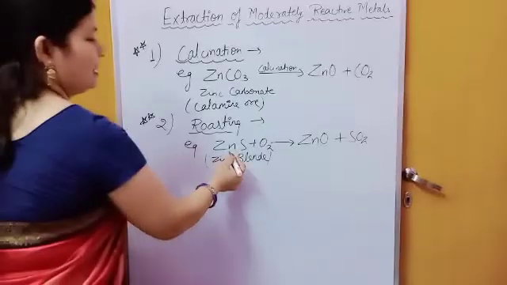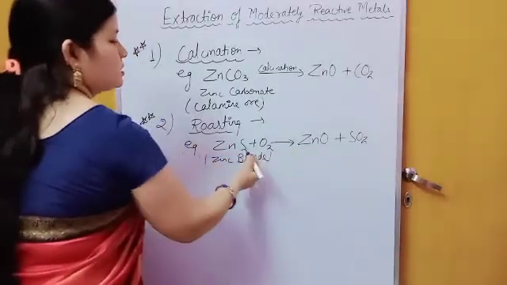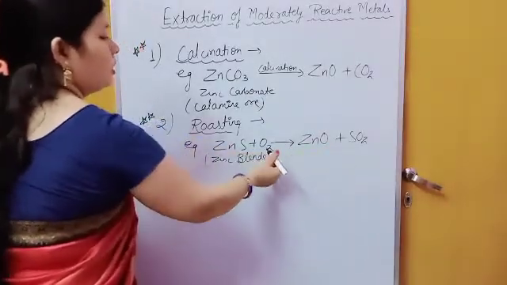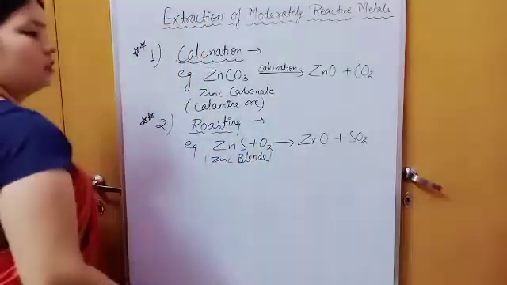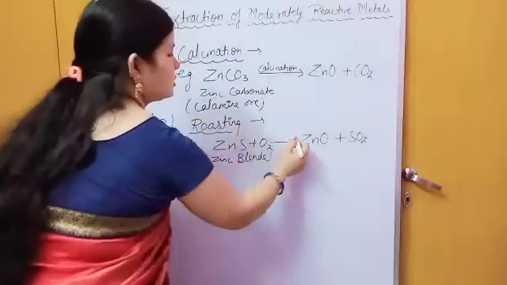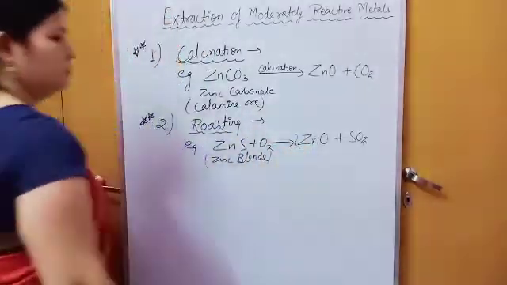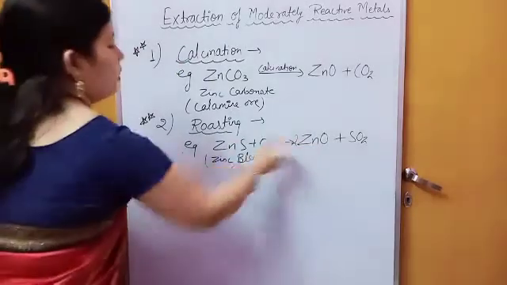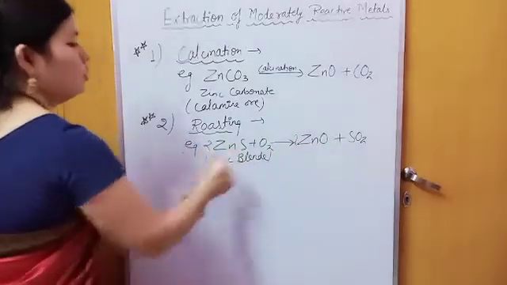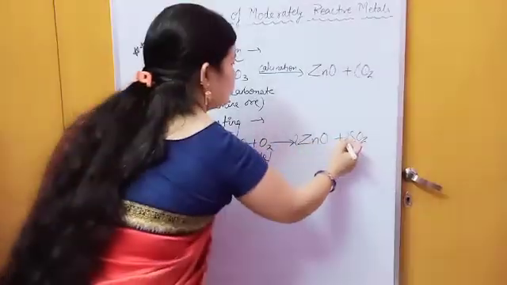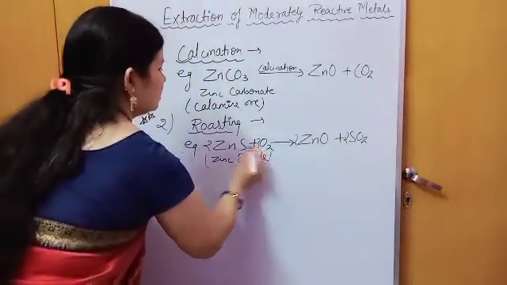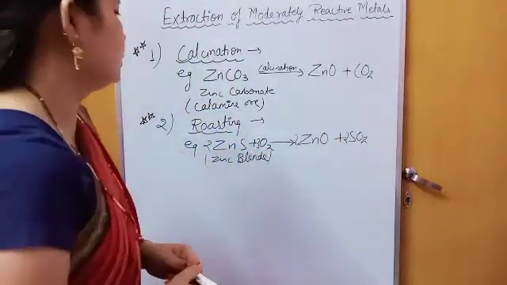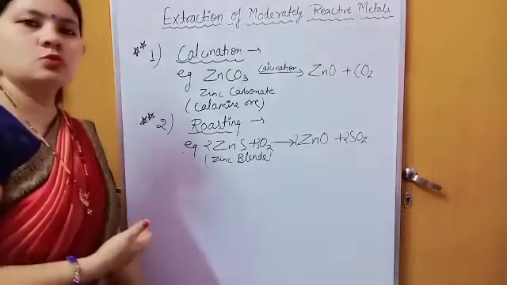Zn is 1, sulfur is 1, here also 1, but oxygen is 2 on one side and 3 on the other. So we balance it. Zinc 2, sulfur 2, so the number of oxygen becomes 3. So it is 2, 3, 2, 2. This is your balanced reaction. So this is roasting.